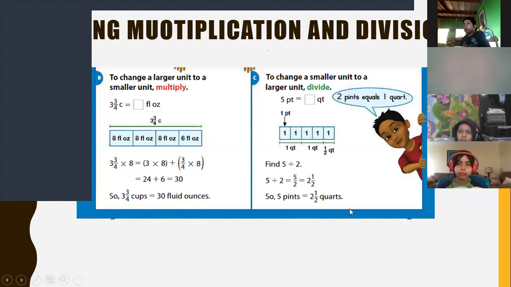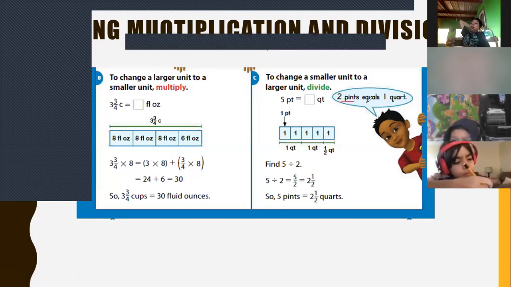Now that we have here, you have to divide this, right? Because remember that she has to do lemonade as well, right? And then we have 5 pints, right? That is equal to how many quarts? 1 pint is equal to what, guys? Or 2 pints is equal to 1 quart, right? Yes. Yes, 2 pints is equal to 1 quart. If you have 5 pints, how many quarts will you have, guys?